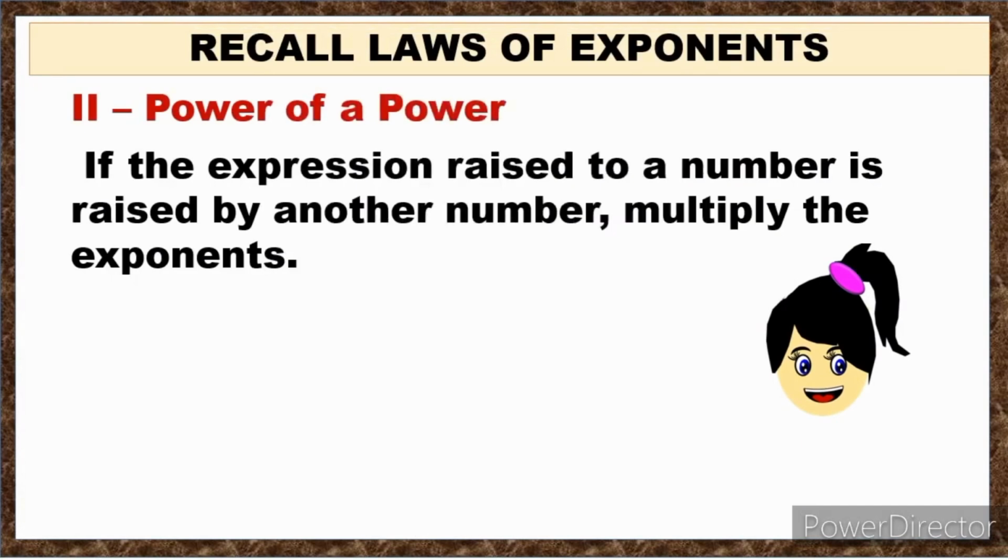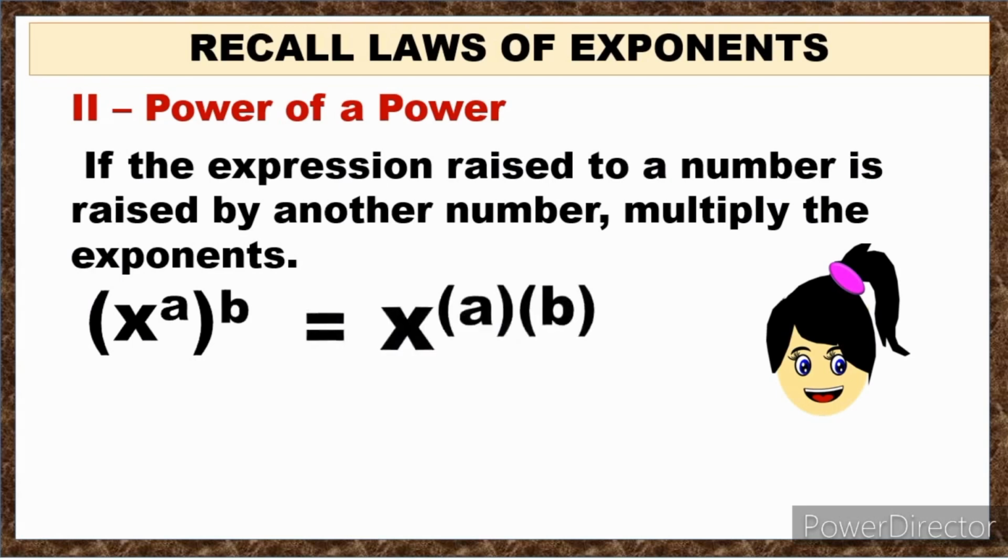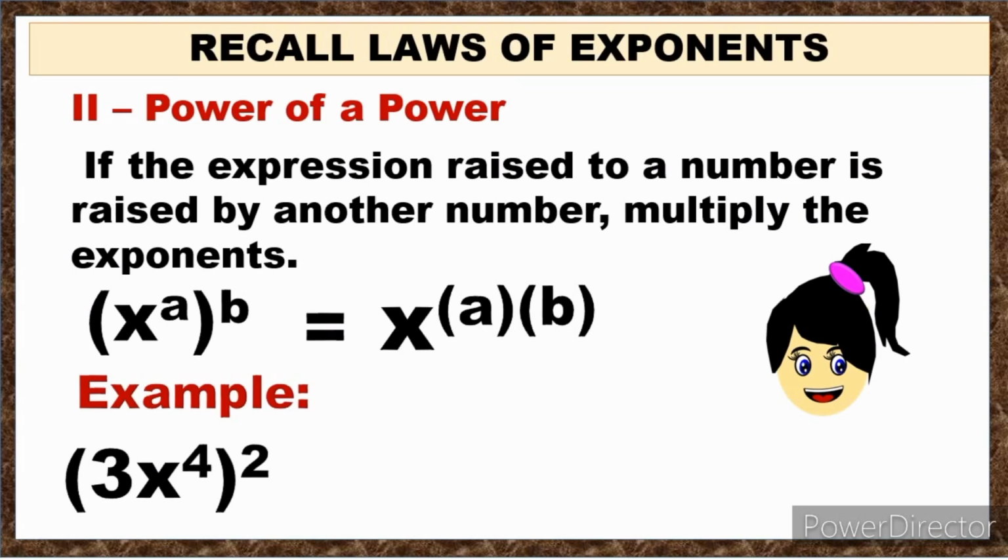Okay, next we have the second law, power of a power. If the expression raised to a number is raised by another number, multiply the exponents. Okay, we have x raised to a, then raised to another power b, and then it is equal to x raised to a times b. I-multiply yung exponent. We have the square of 3x raised to 4.